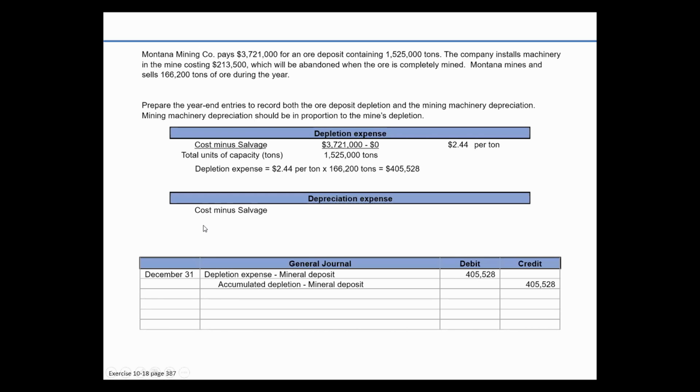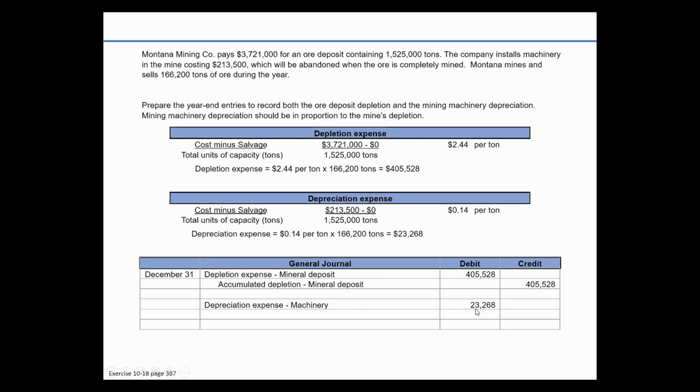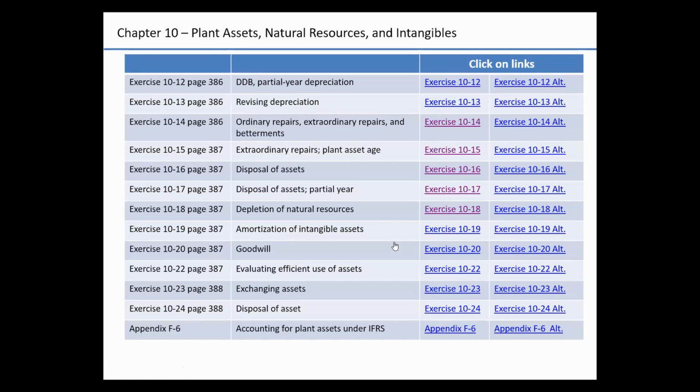Well, so we've taken care now of the actual mine itself. Now we're going to take care of the machinery that's in the mine. The machinery in the mine costs $213,500. There's not a salvage value. Again, divided by how many tons of ore there are in the mine, 1,525,000 tons. So it would be 14 cents a ton. So again, 14 cents multiplied by 166,200 tons equals 23,268. So depreciation expense on the machinery, debit 23,268, and then accumulated depreciation on the machinery, credit 23,268.